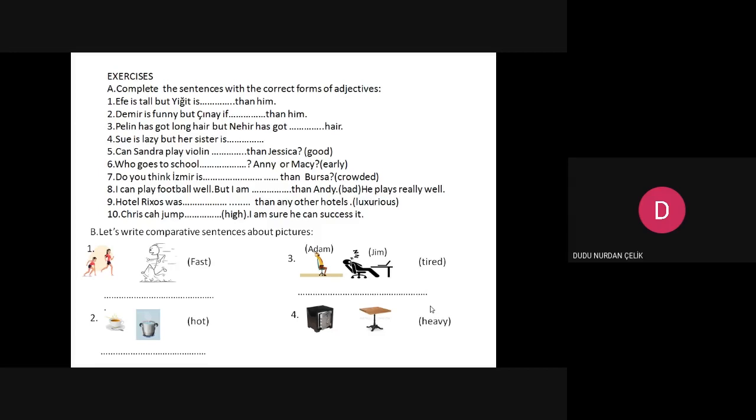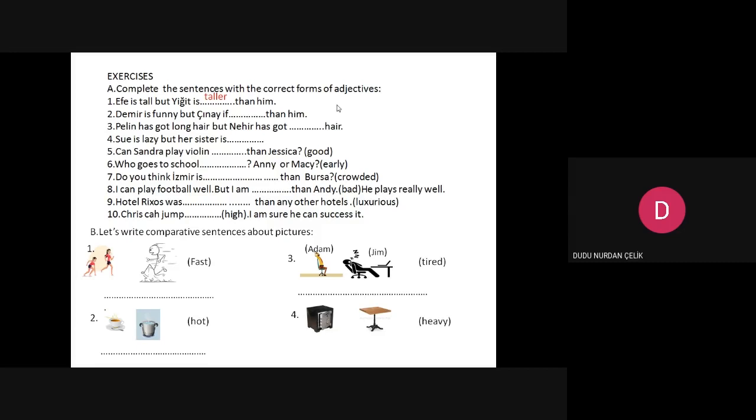Complete the sentences with the correct forms of the adjectives. I have got some of your names here, and for the next studies, I'm going to use others' names in the examples. Now let's look. Efe in our class is a tall boy. Yes, Efe is tall, but Yiğit is very tall. Yiğit is taller than him, we can say, right? Efe is tall, but Yiğit is taller than him.